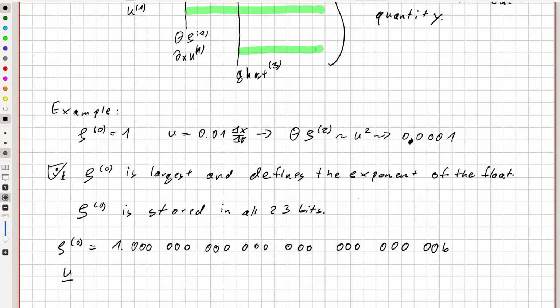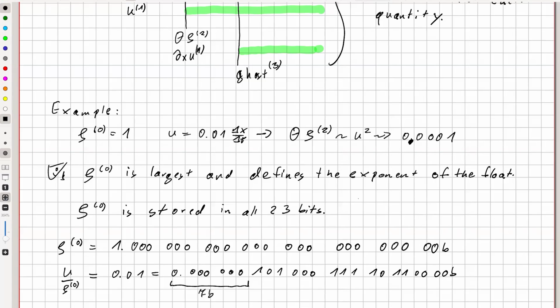Now you store to the same exponent u divided by rho 0, which is 0.01 in decimal. So this becomes then 0.000, I hope this is correct, 000 000 000 101 000 111 1011 0000. So don't worry if you don't want to write this down. This is not important. Just get the idea, right? So the problem is here you have lost 7 bits. 7 bits lost.